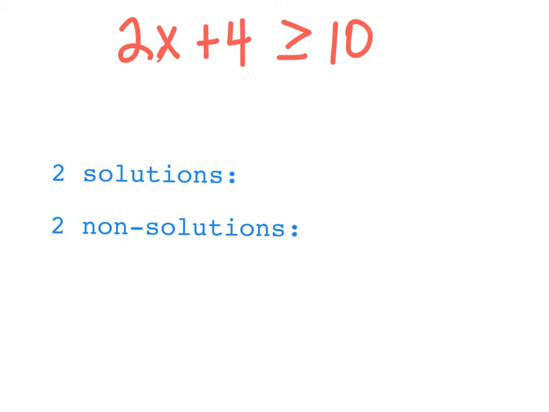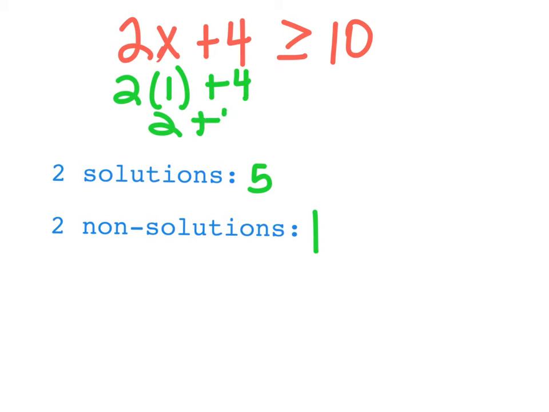All right, an example of a non-solution might be 1. If I plug in a 1 for x, 2 times 1 is 2, plus 4 is 6. 6 is not bigger than or equal to 10. So that is a non-solution.